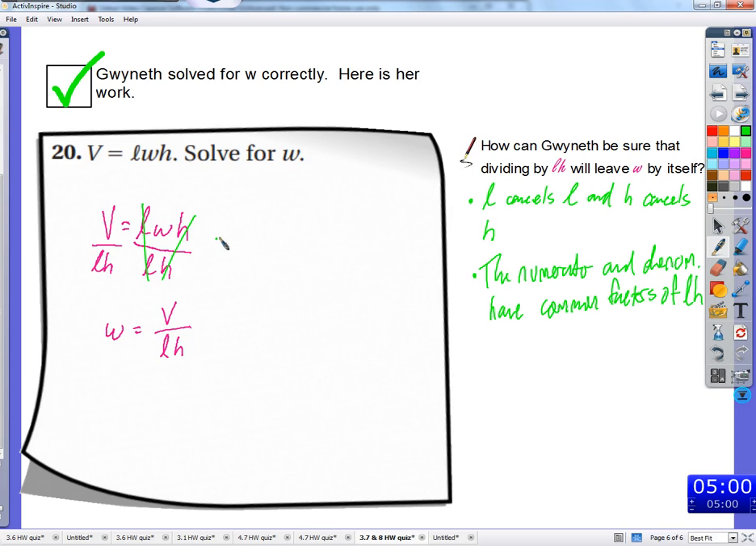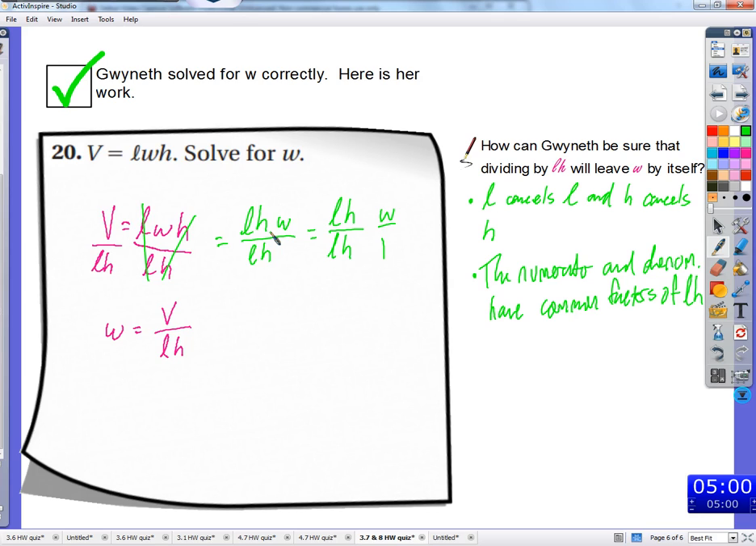So here is one way we could write it so we can be convinced. We could write LHW over LH. We could do LH over LH times W over 1. Is this the same as that? Why is this the same as that? It's the same, we're just moving around. Yeah. We say multiplication has the what property? Remember those properties? Commutative, thank you. Means you can switch the order of the multiplication if you want to.